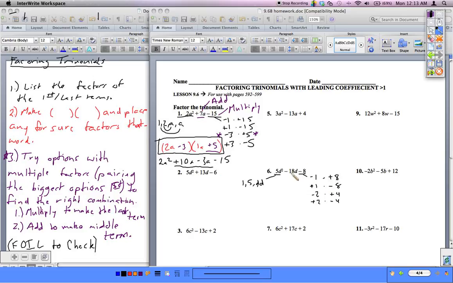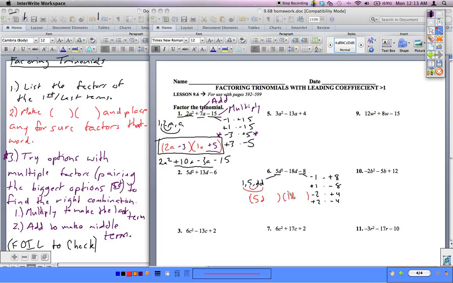Now we need to get all the way to negative 18. And following our steps, we know we need to try the options with the biggest factors first. So I'm going to put my biggest number from this pairing in the front of the parentheses just like I did before, and I kind of do that out of habit. That way I'm always multiplying the biggest number first. So 5d goes up front, and that's going to put the 1d in the back.